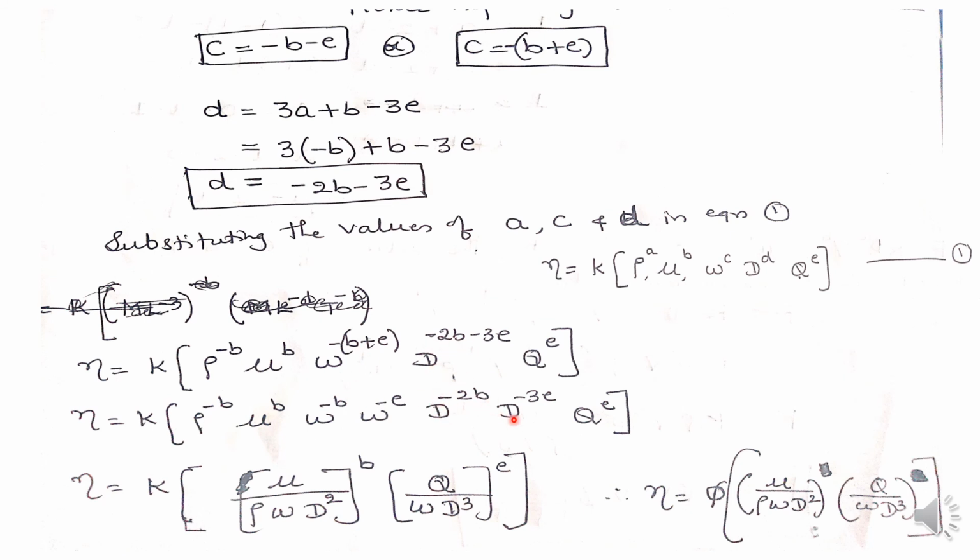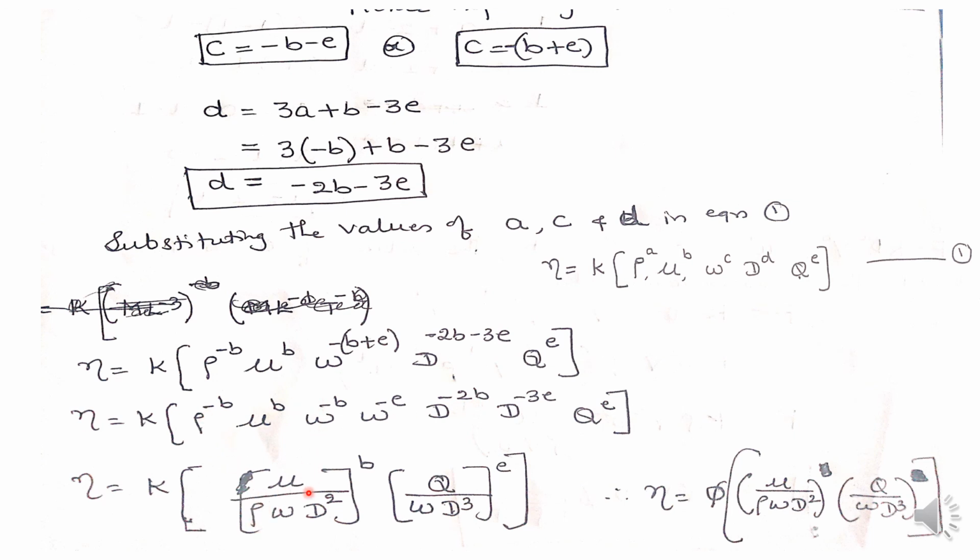Here no numbers are there in the powers. So let me write the B terms on one side and the E powers on one side. Efficiency is equal to K, viscosity to the power B, rho in the denominator, angular velocity, and D to the power minus 2, which I will write as D square. If I simplify it, my equation will be in this form only.